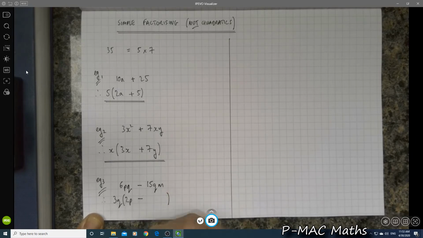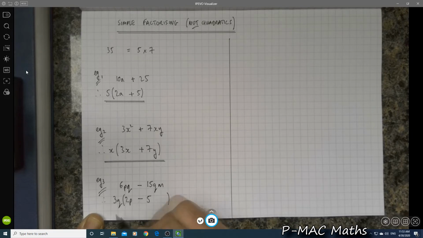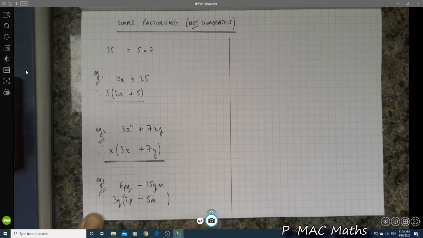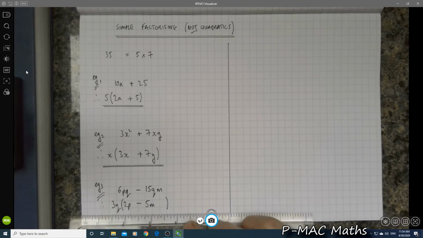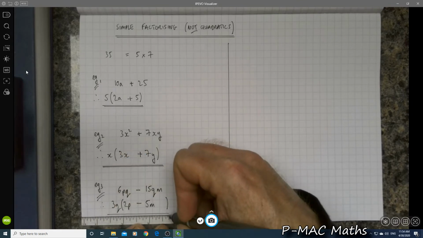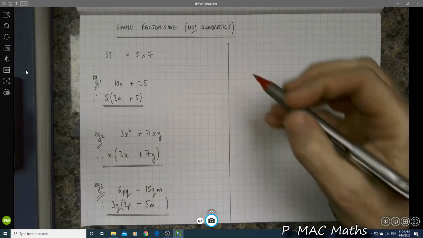3 times what makes 15? 5 times 3 makes 15. I already have a q. I need qm. So if I put an m there, then my factorisation is complete. Now let's just talk briefly about what a complete factorisation means. Because it's quite possible you might have done example 3 like this.